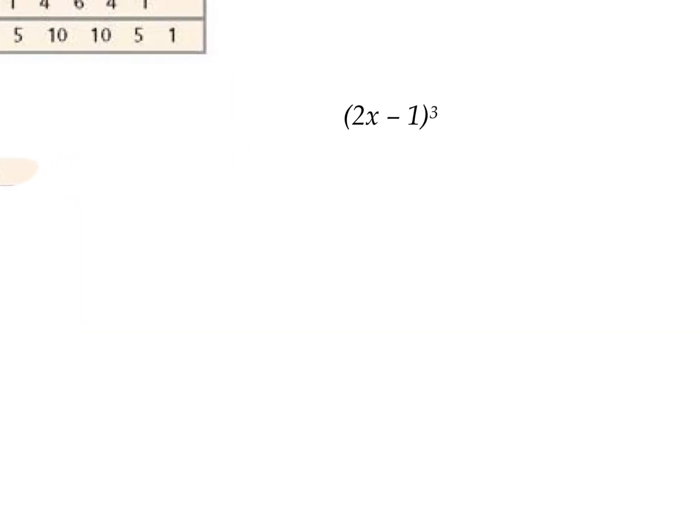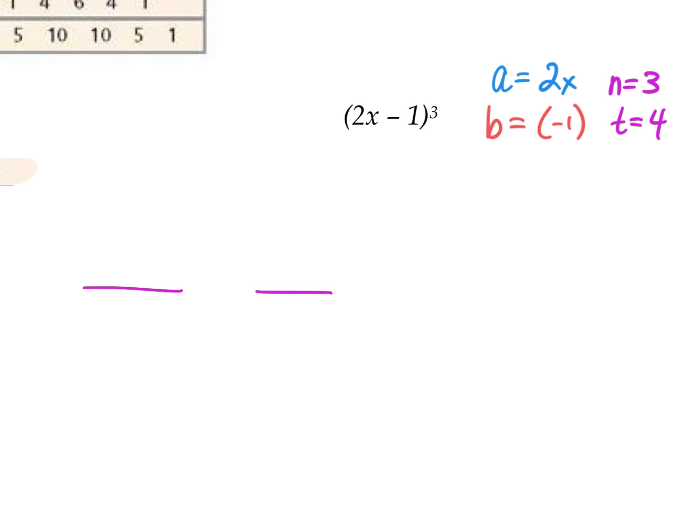So in this case, my a value, and let's color code it this time, will be 2 times x. My b value will be -1. And my n value here is 3, which means the number of terms will be 1 more. That means I'm going to have 4 slots to fill. So I'm going to start with my a value. I'm going to put my a value in parentheses.